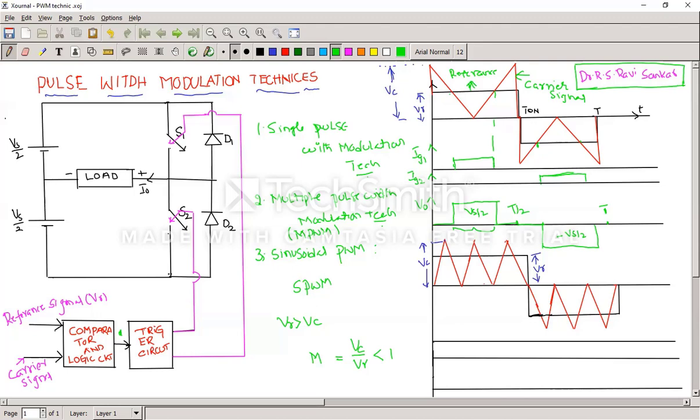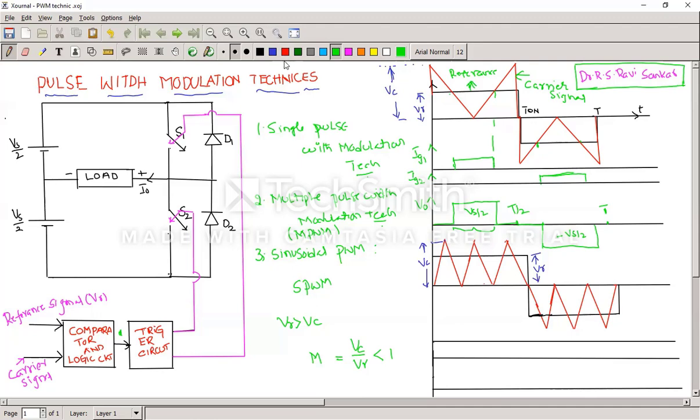If we analyze the Fourier analysis for this waveform, it consists of 1, 3, 5, 7 like that odd harmonics. 3, 5, 7 are the low frequency components. The fundamental component and the low frequency components are almost equal in magnitude if you go for less RMS output voltage. So that's why we go for the multiple pulse width modulation.